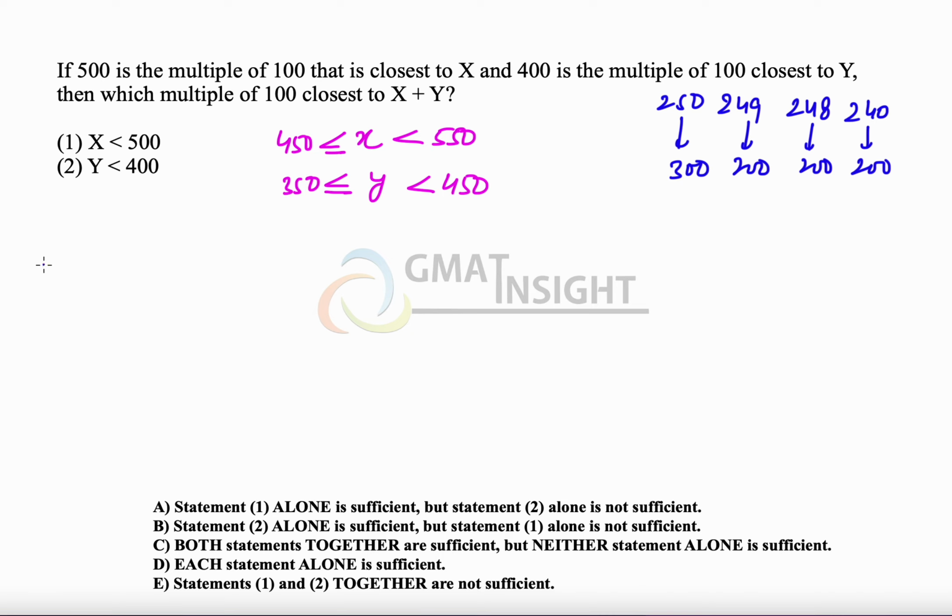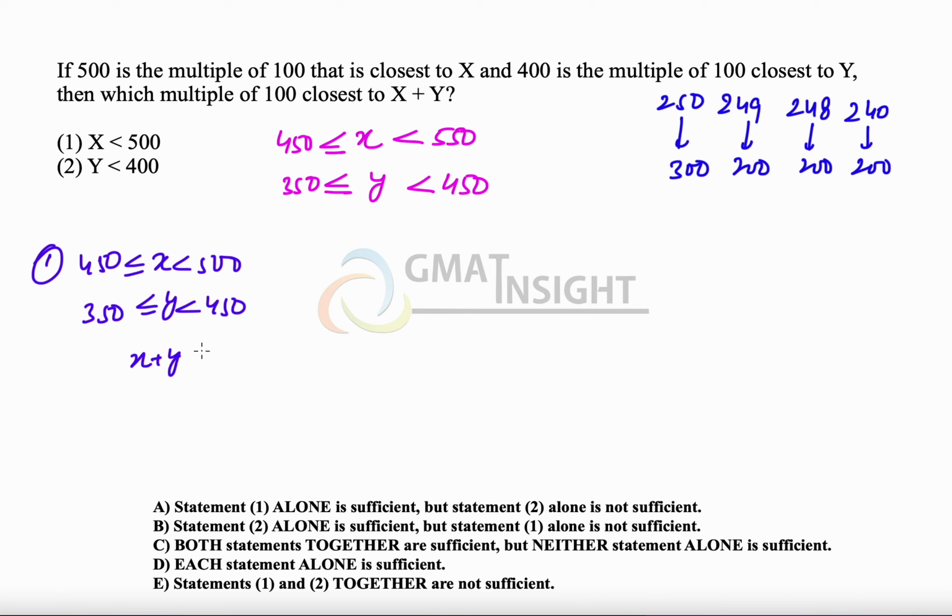Now we have to use the statements to answer the question. Let's look at the first statement. The first statement says x is less than 500. That means the range of x will be less than 500, greater than or equal to 450, while y remains as it was, that means from 350 inclusive to 450.